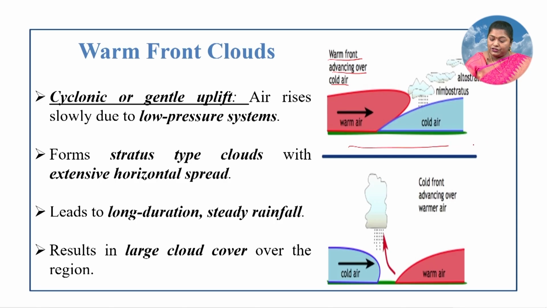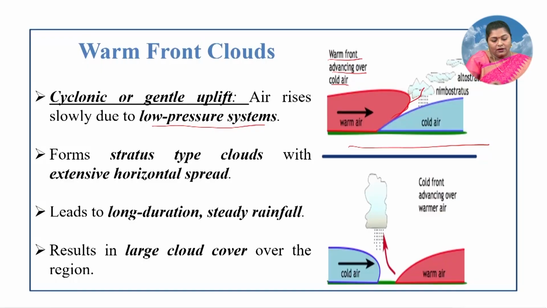So this is the picture which we will be discussing now. The air rises slowly due to the low pressure system. So because of this low pressure system, the air is rising slowly. As the term is front, that is warm air as well as cold air. So this too is the most important factor required for this process. It forms the stratus type of clouds.